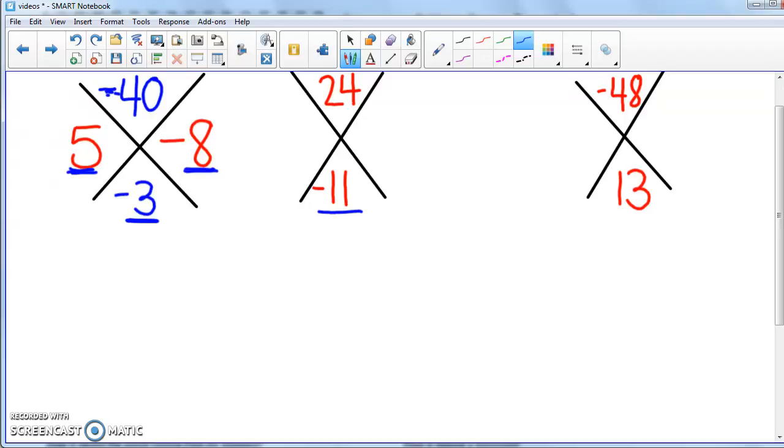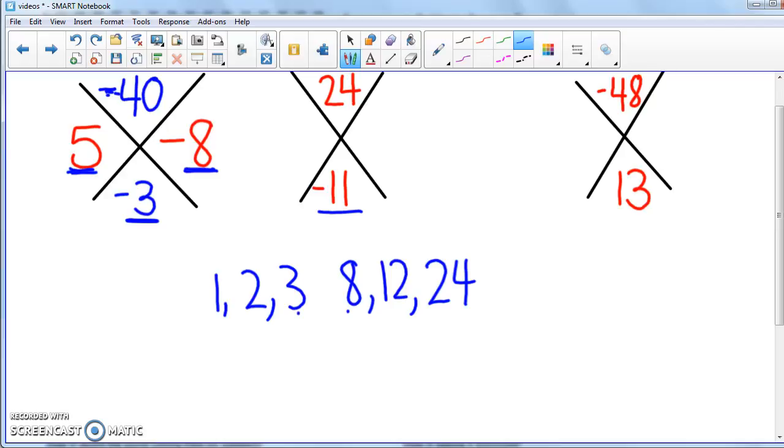So I'm going to think of the factors of 24. I know I have 1 and 24. Well, together that is 25. That's not 11. I have 2 and 12. 2 and 12 together is 14. Guess again. I have 3 and 8. Well, now 3 and 8 together is 11. But remember, I want negative 11, so it's going to be a negative 3 and a negative 8. If that 11 was positive, it would have been a positive 3 and a positive 8.